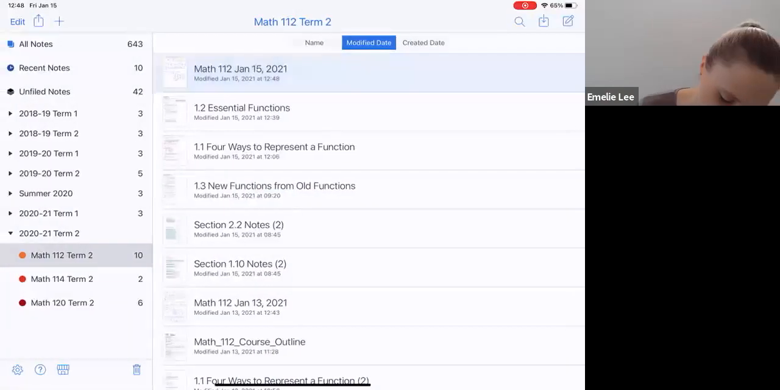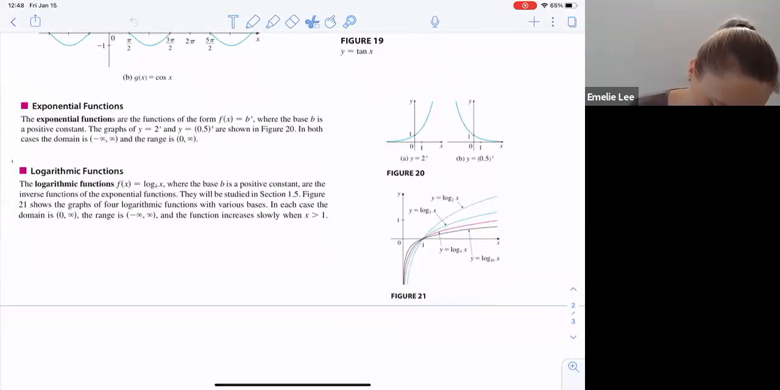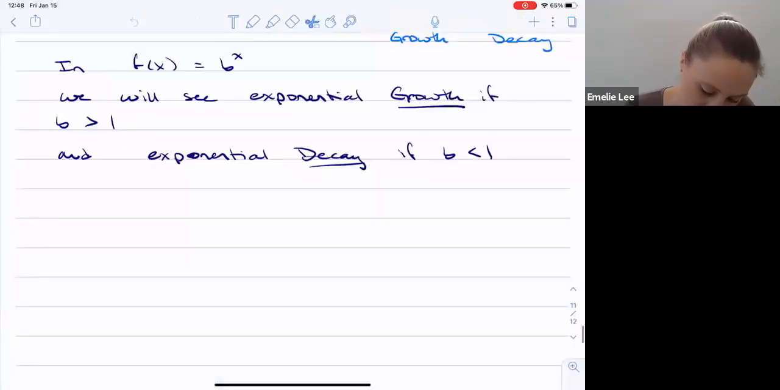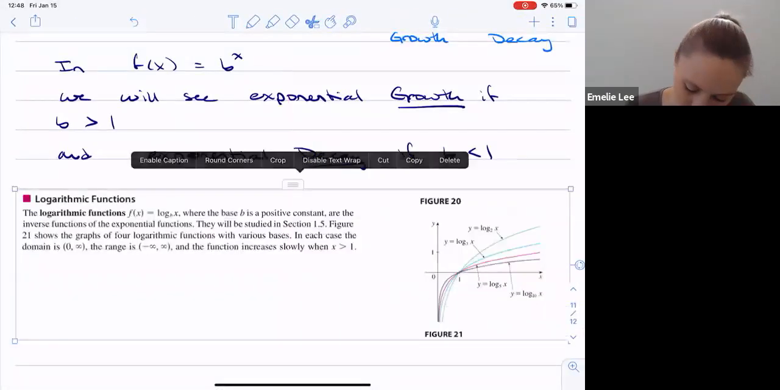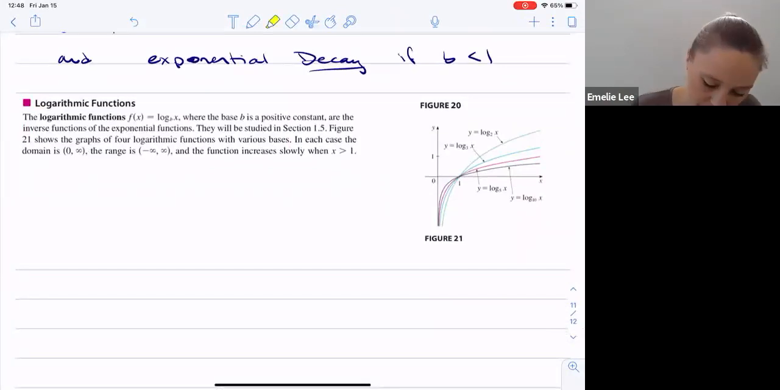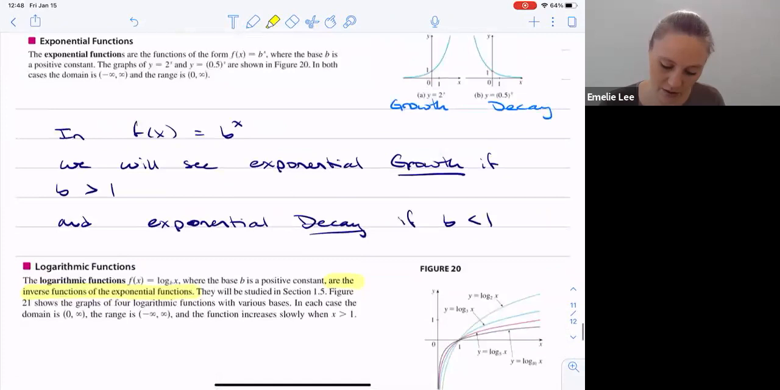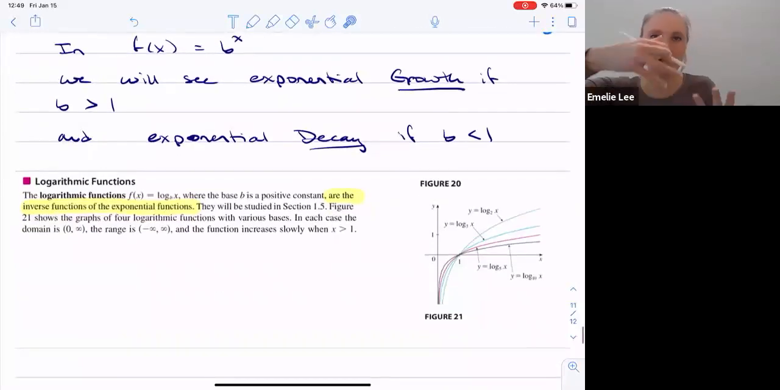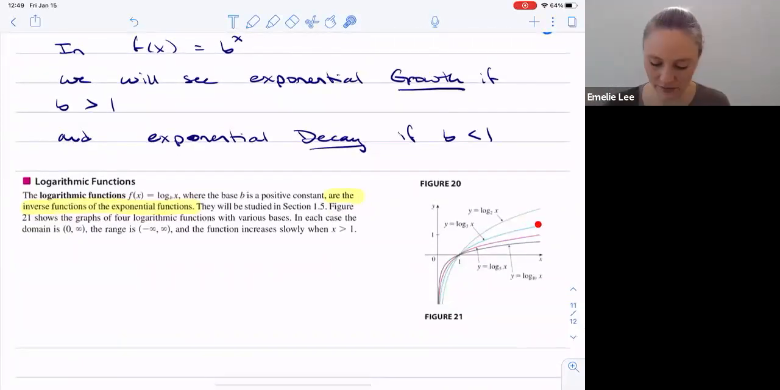Then finally, the logarithmic functions look like this, and they are just the inverse functions of the exponential functions. So they're definitely related. If you have this type of behavior, this exponential growth, and you invert it, then you get this type of behavior. So the graph of a log looks like this.